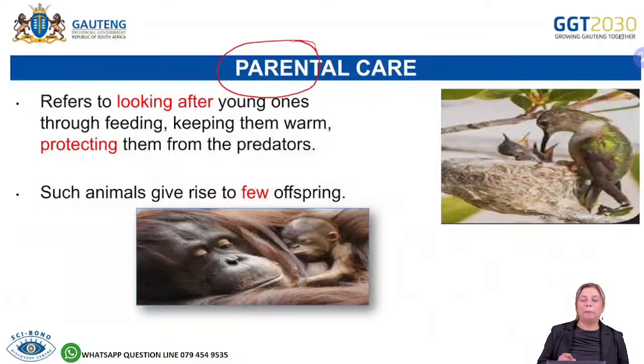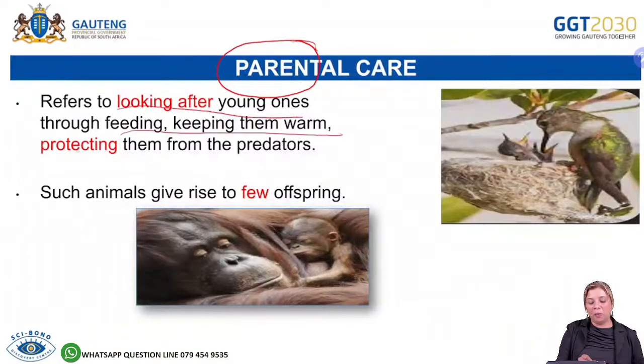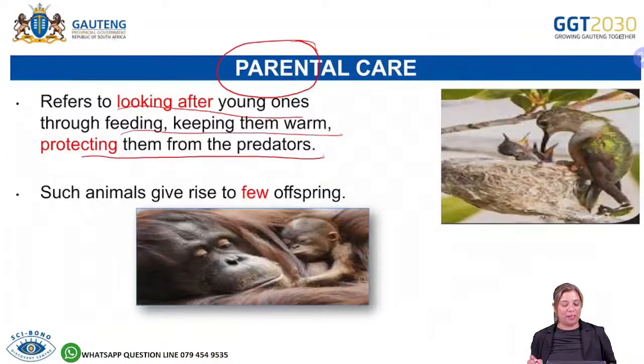Obviously, it comes from the word parent. It's basically how much or how little care an organism needs from its parents. It refers to looking after young ones through feeding, keeping them warm, and protecting them from predators.